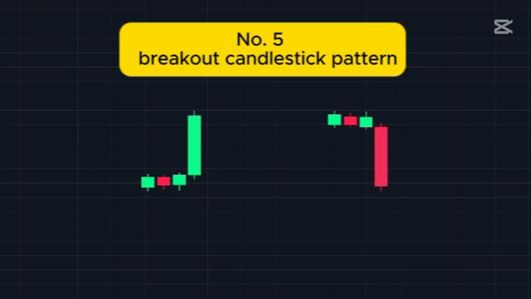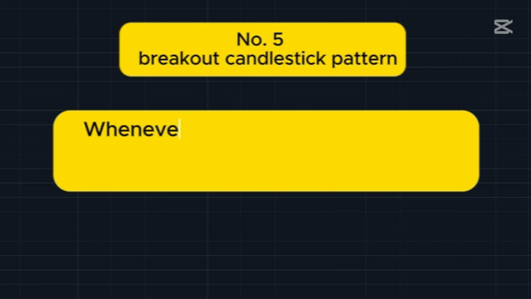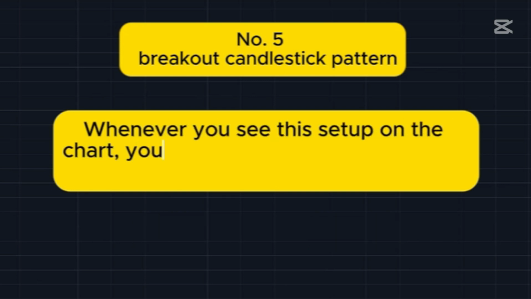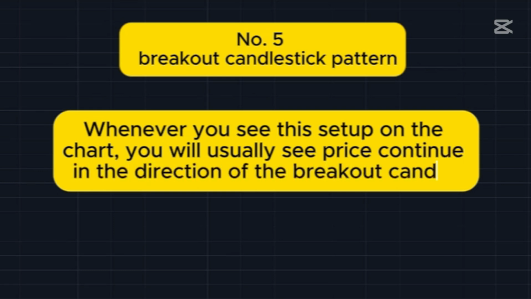There are 2 types of breakout models. A bullish breakout pattern has a green breakout candle, and a bearish breakout pattern has a red breakout candle. Note that for both bullish and bearish models, the color of the consolidation candles is not important. The important thing is that they are small in size. Whenever you see this setup on the chart, you will usually see price continue in the direction of the breakout candle.